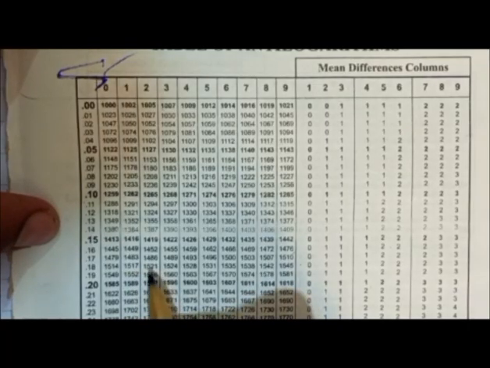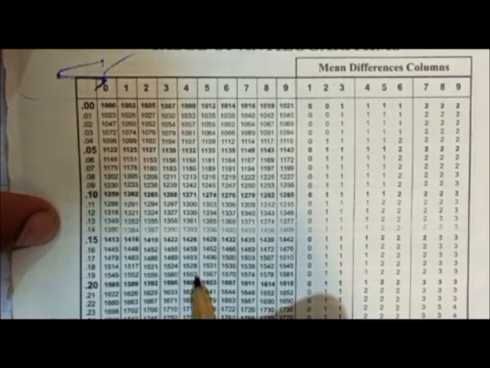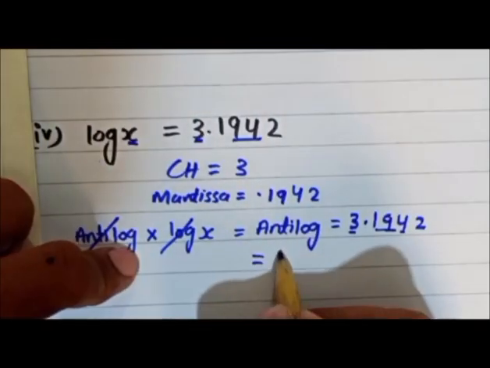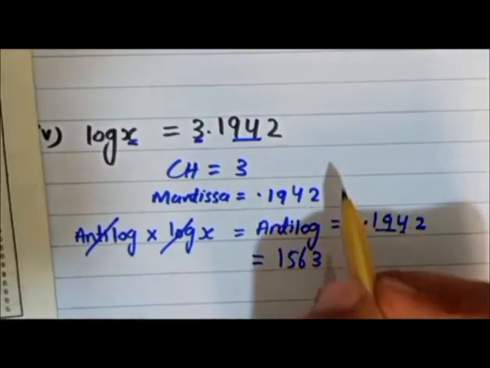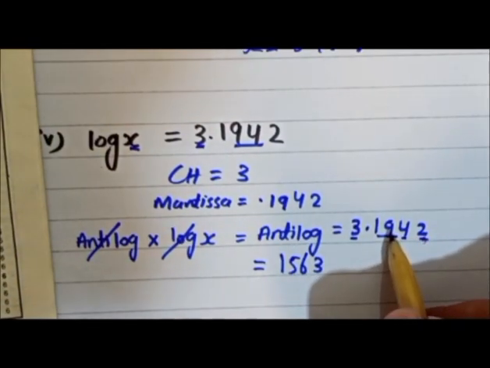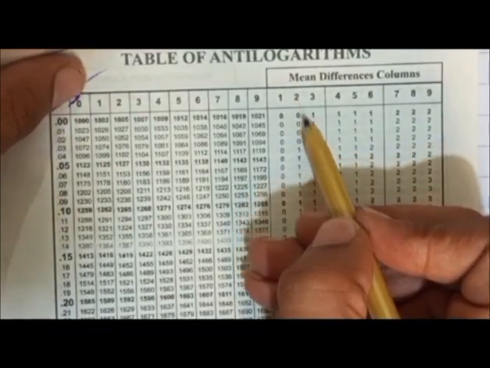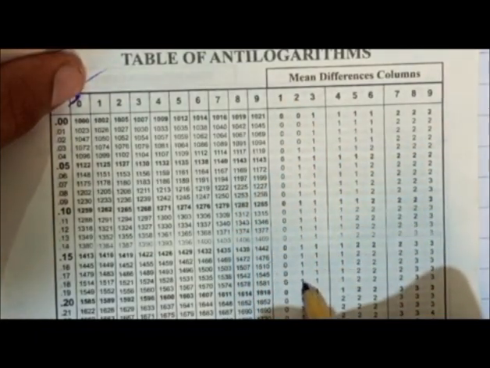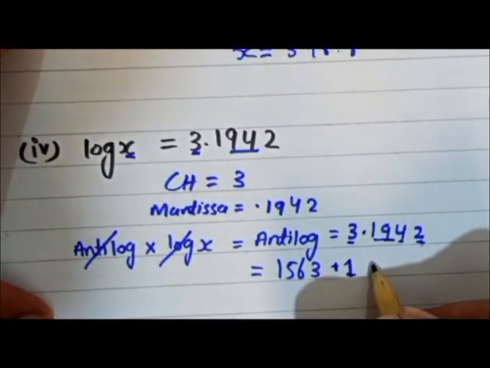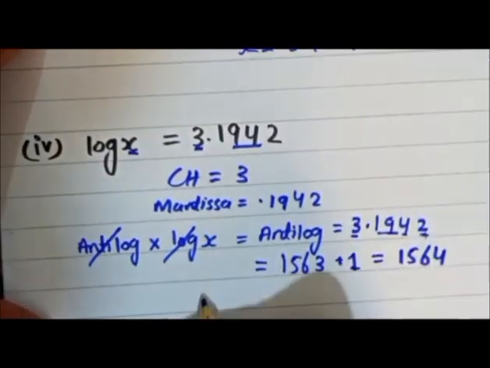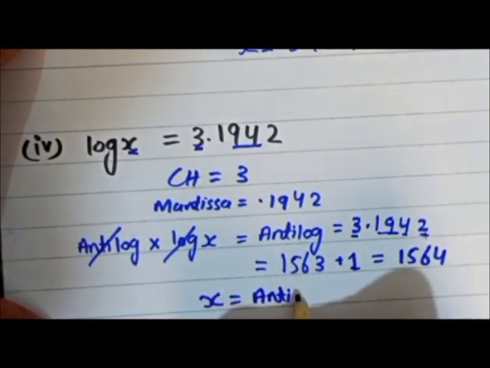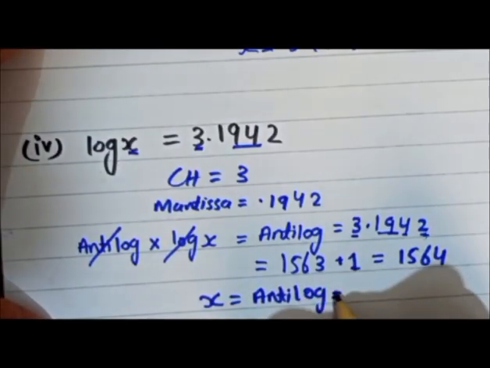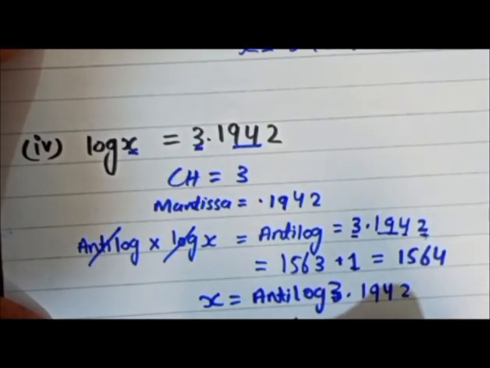So what is my value? In fourth column it is 1563. So I will write 1563. So one number is remaining, that is 2. So I am supposed to find out 0.19 and second column of mean difference, see here the second column of mean difference. So the 19 will be 1, that will be 1 plus 1 is equal to 1564. So x is equal to anti-log of 3.1942 is 1564. The value of x is 1564.